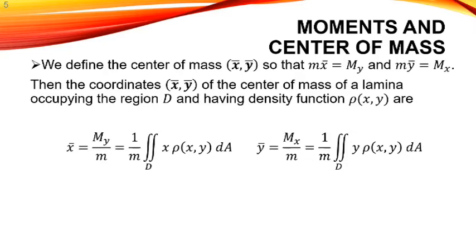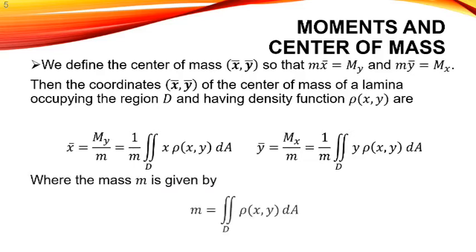So m sub y naman is the double integral of x density function dA. So yung 1 over m is multiplied. Same with y bar. We have moment with respect to x over the mass, which is equal to 1 over m, which is mass, times the double integral of y density function dA. So where the mass is m, it is given by the double integral of the density function dA evaluated in the region D.